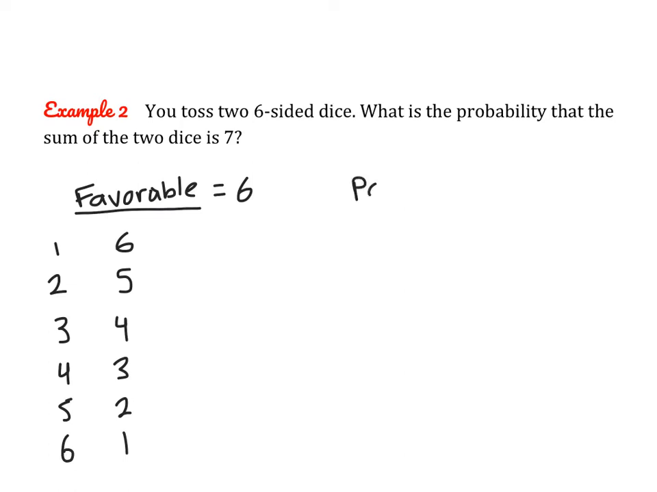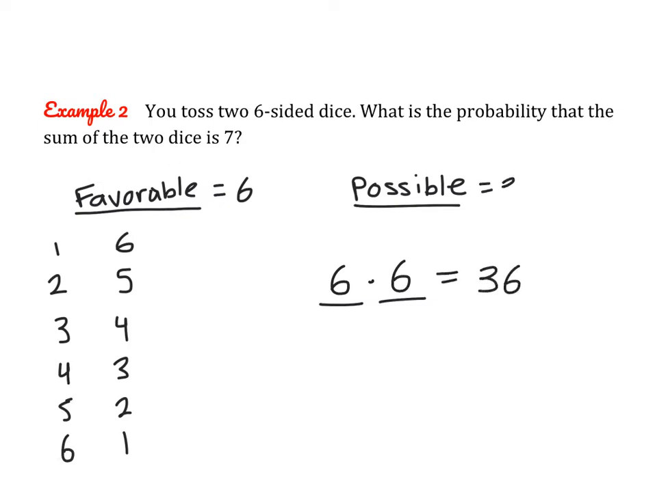Now to find the number of possible outcomes, we're going to use our counting principle. For each die, so for the first die, there are 6 possible outcomes, and for the second die, there are 6 possible outcomes, which gives you a total of 36 possible outcomes when you're rolling 2 dice. So the probability that the sum is a 7 is 6 out of 36, which can be simplified to 1 out of 6.